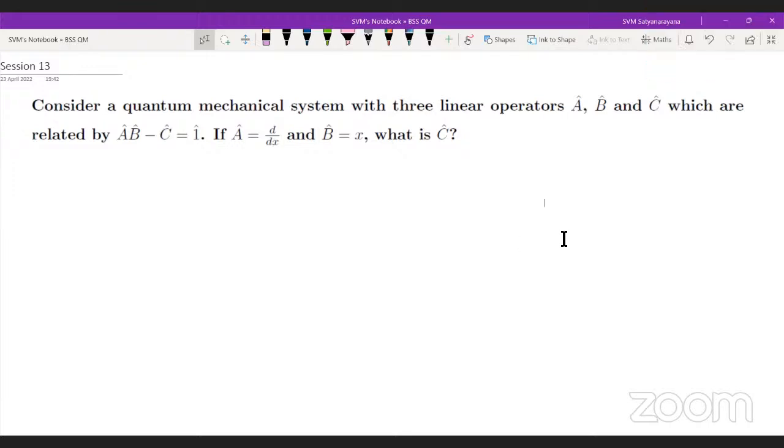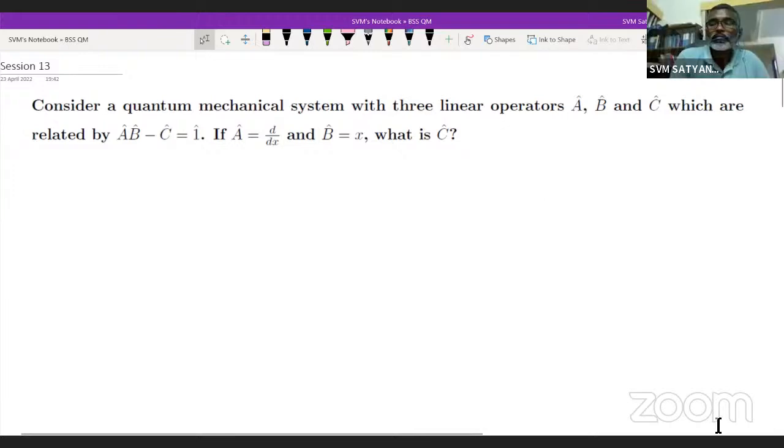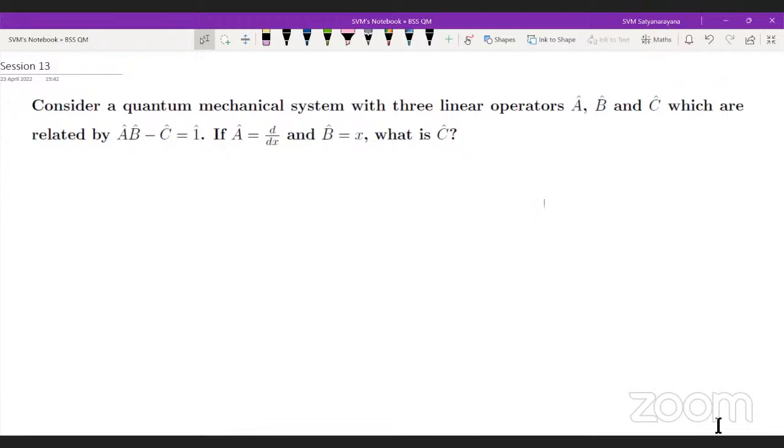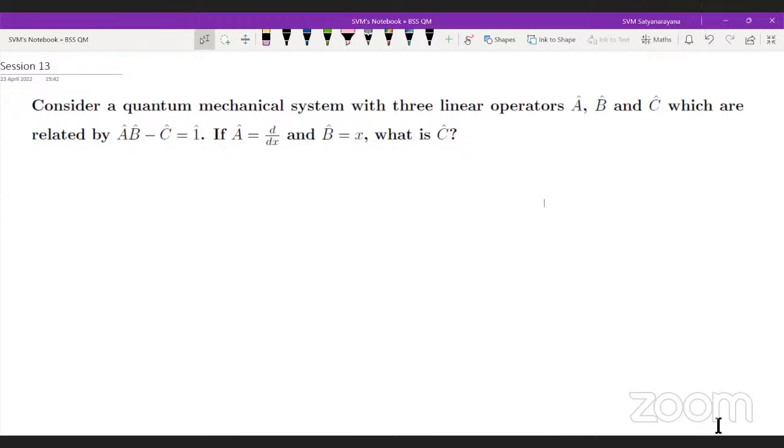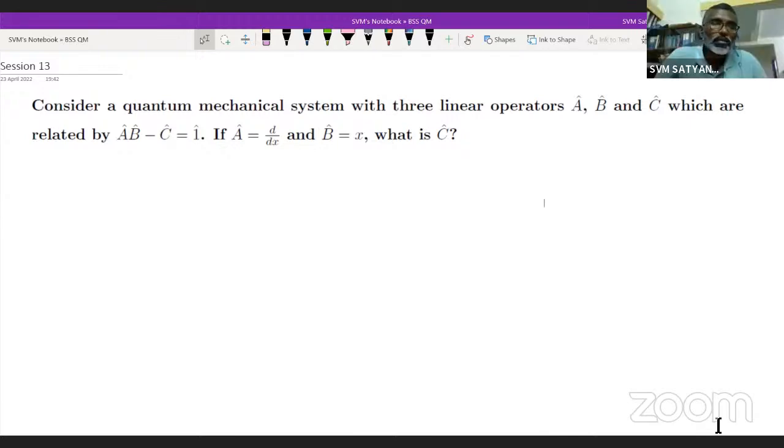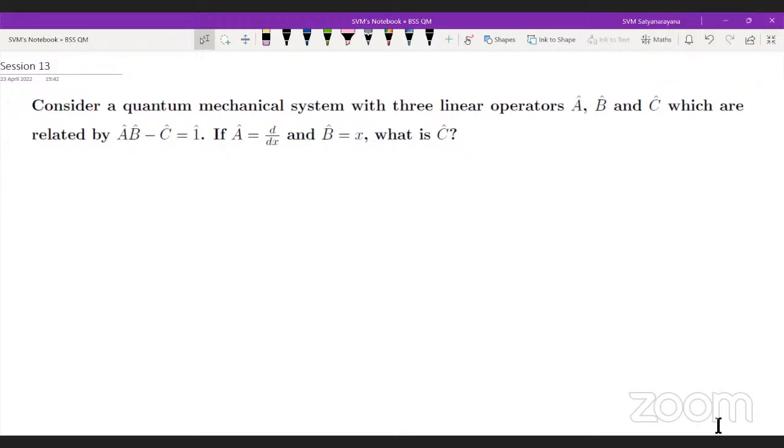Apply the AB value. So dx by dx, then 1 minus C operator is equal to 1 operator. Something, but I may be wrong. So like what Deepika is saying, you will get 0 in that case, right? Yes, sir.